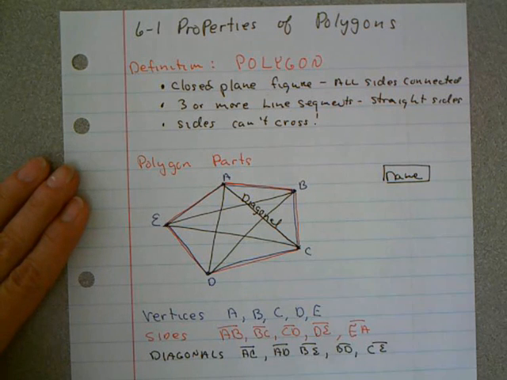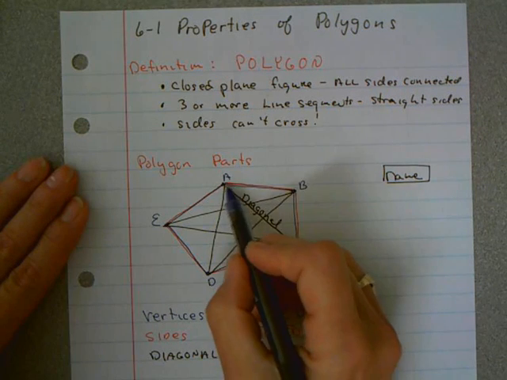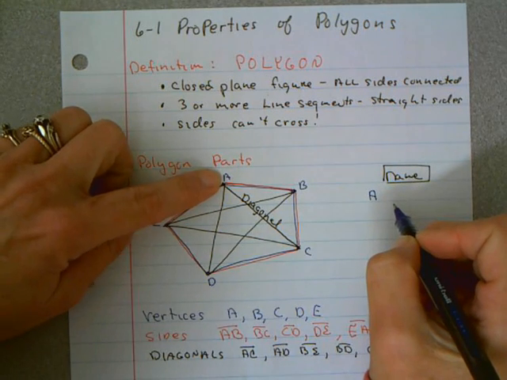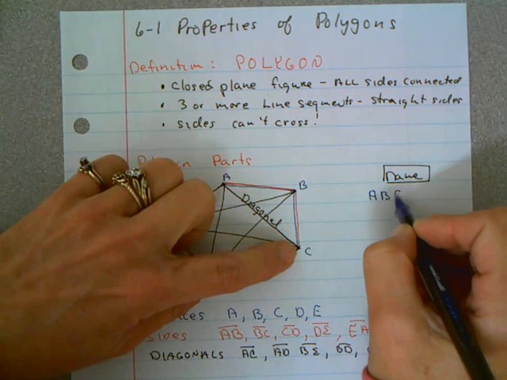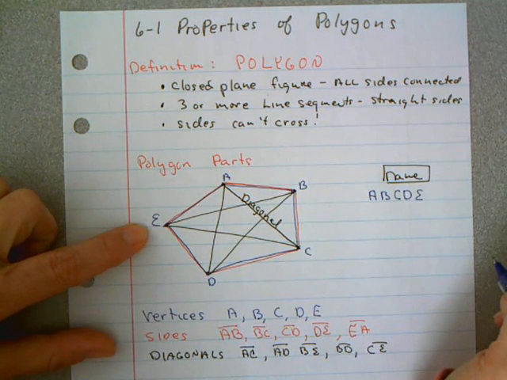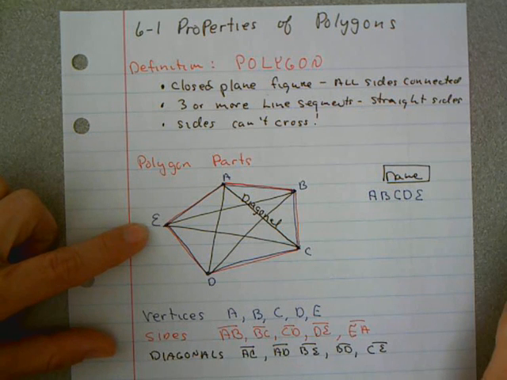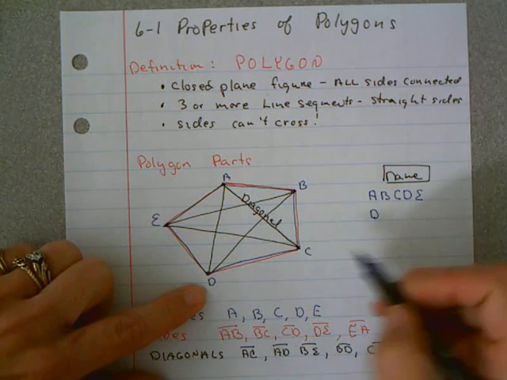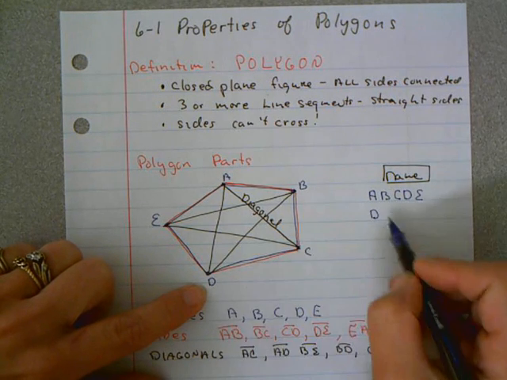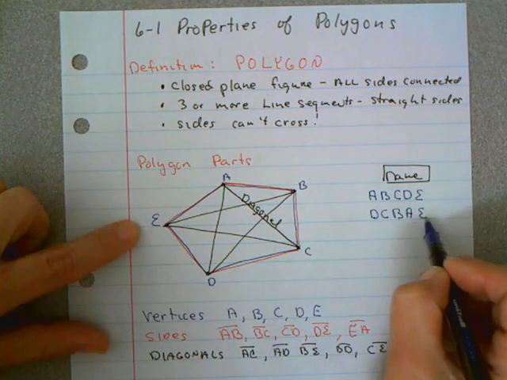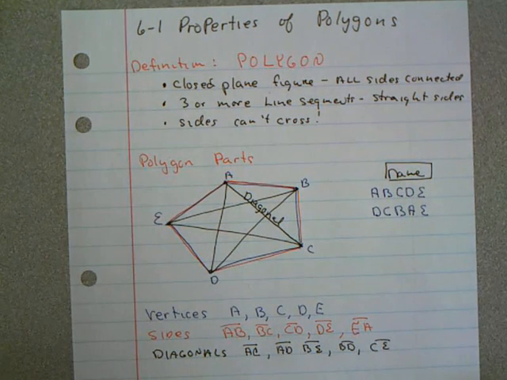If I want to name this polygon, I start at any letter, any vertex, and I name it like I would trace it, starting at A to B, C, D, E. So that could be polygon ABCDE. I could start anywhere though. So I could start at B if I wanted, and I could go either clockwise or counterclockwise. If I wanted, I could trace it to C, but then I'd have to go to B and A and E. So you have to name it as if you would trace it. So lots of names for this particular polygon.